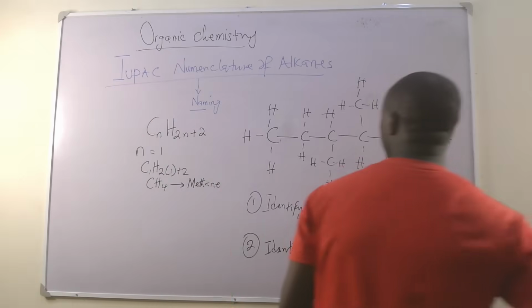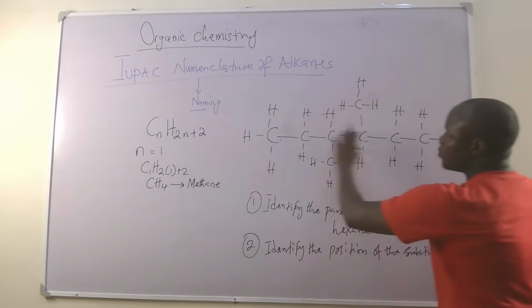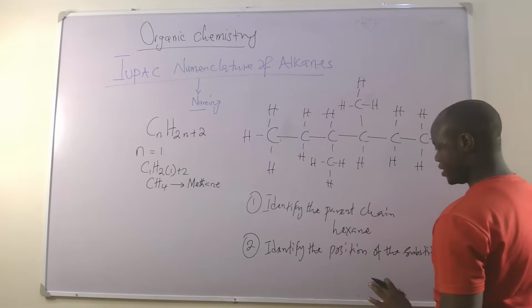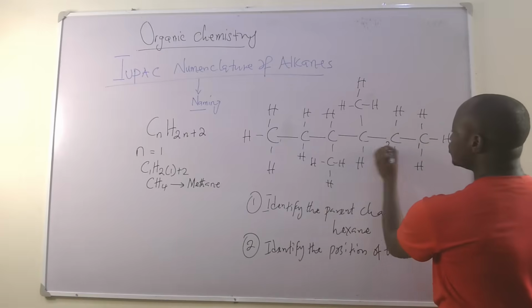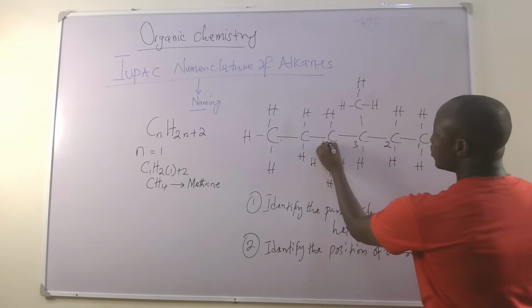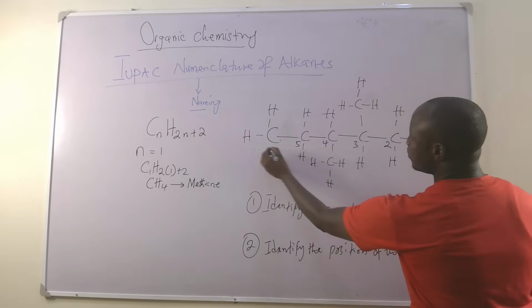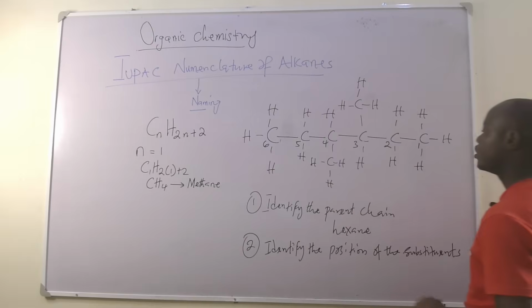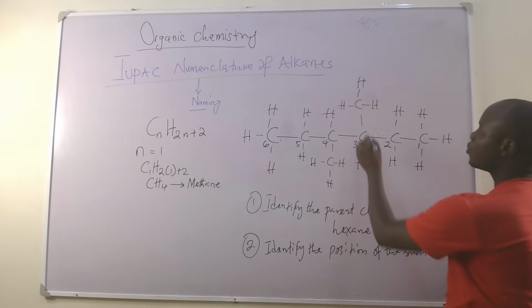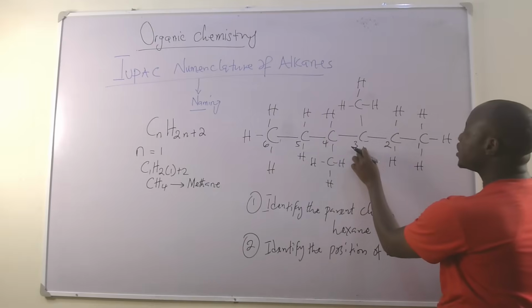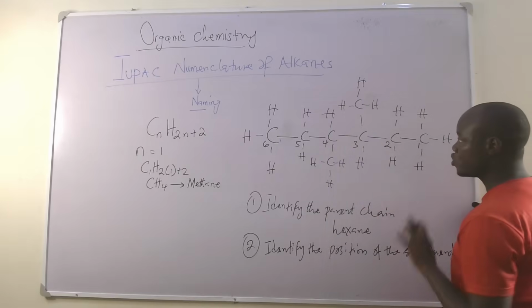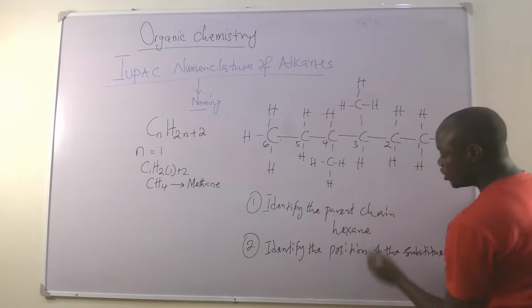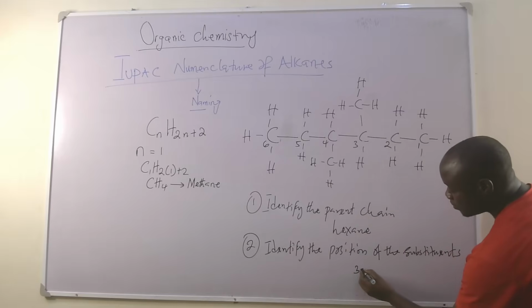The first thing to do is that if you count from here, we know that it is 6. So let's count from here: 1, 2, 3, 4, 5, 6. If you look at it from here at 1, 2, 3, at position 3 we have a substituent, and the substituent is methyl. So at position 3, we have methyl.